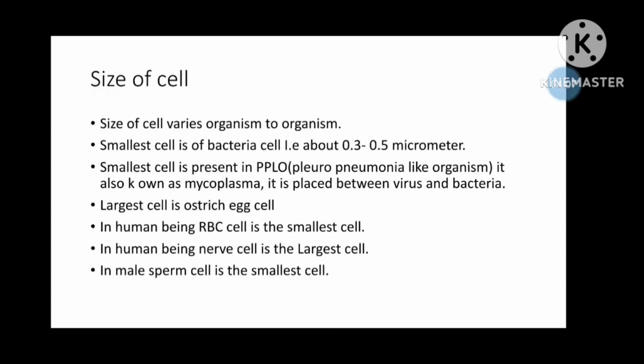In a human being, RBC is the smallest cell. But in a human being, the nerve cell is the largest cell. In male, the sperm cell is the smallest cell. Right? Now, come to the next.